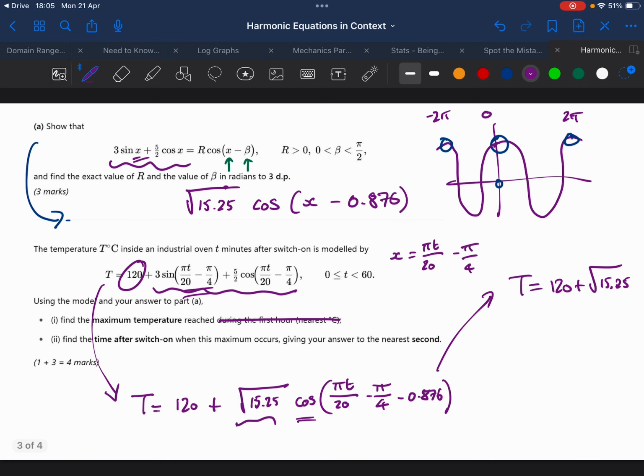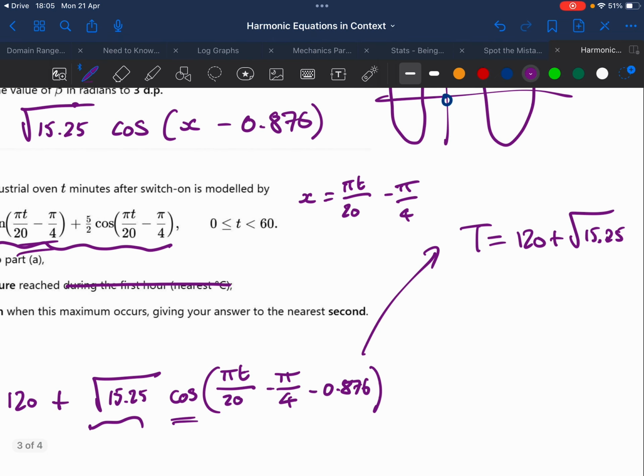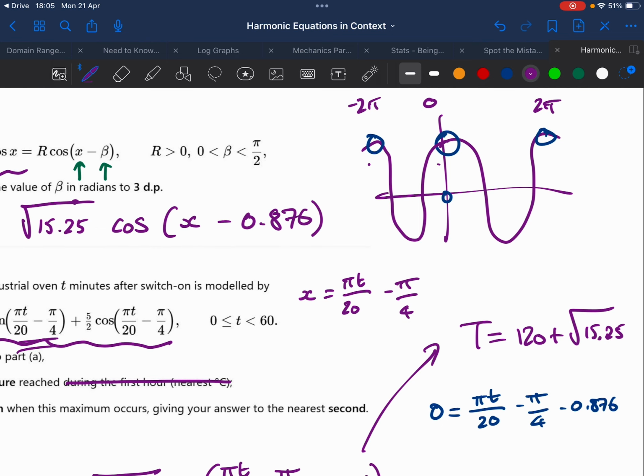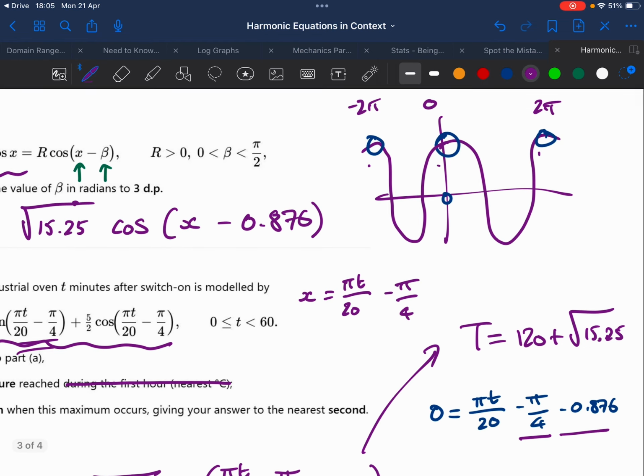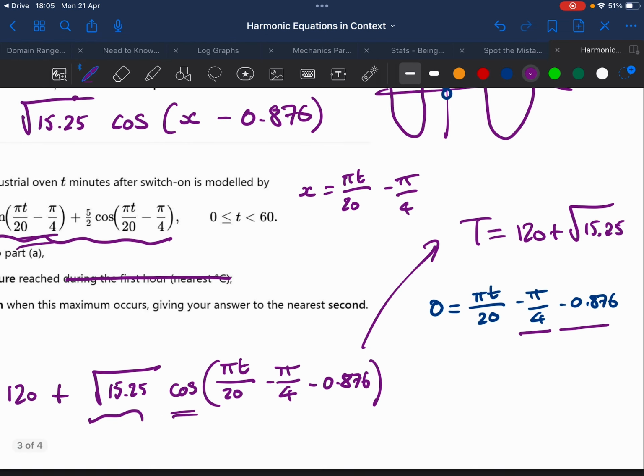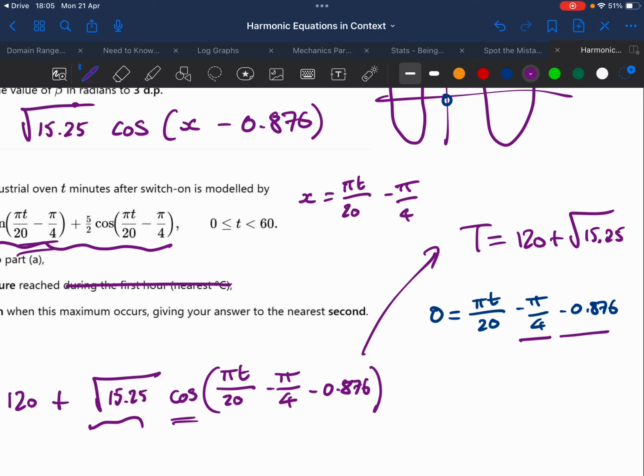Okay, so how would we answer the rest of the question? Well, it would be something like this. So if we test 0 first, we'd be doing 0 is pi t over 20 minus pi over 4 minus 0.876. And you can get a hang of which of these are at play from the size of the translations. Minus pi over 4 is not that radical. It's not too much. That's a reasonable shift, but it's not enough to move something from minus 2 pi or 2 pi into being the value that we're interested in.